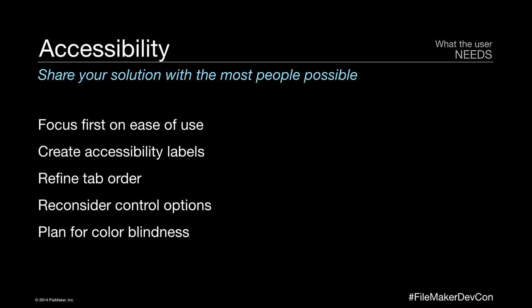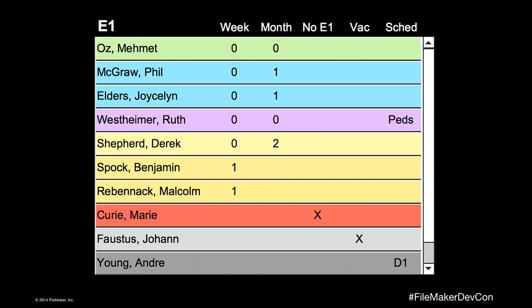Plan for color blindness. I confess that back when I was working at UCSF, a doctor and I worked together to create a scheduling system for the operating room. Our color coding looked something like this. It indicated the relative availability of people for a specific shift, green being the best choice and dark gray not being an option at all. And it worked just fine until that doctor turned the system over to someone who was colorblind.